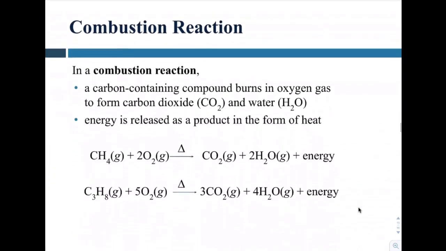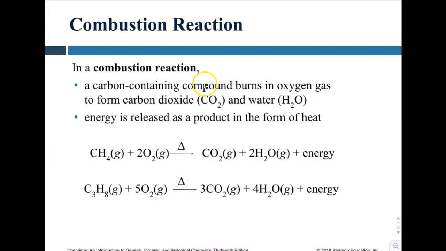Lastly, we have a combustion reaction. A combustion reaction is carbon containing, burning in oxygen to make carbon dioxide and water. You need to know combustions are carbon compounds plus oxygen make carbon dioxide and water, and it's all gas. The products here. Why is the water a gas here? Well, because a combustion reaction has a lot of energy that's released, so the water doesn't stay liquid, it's a gas.